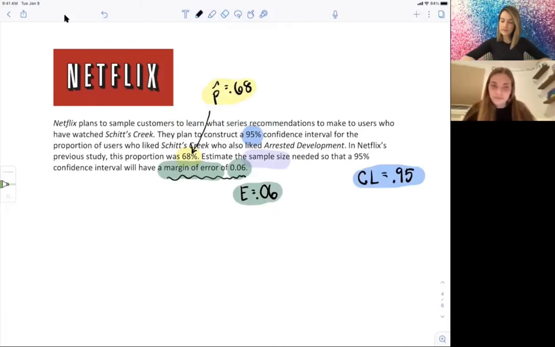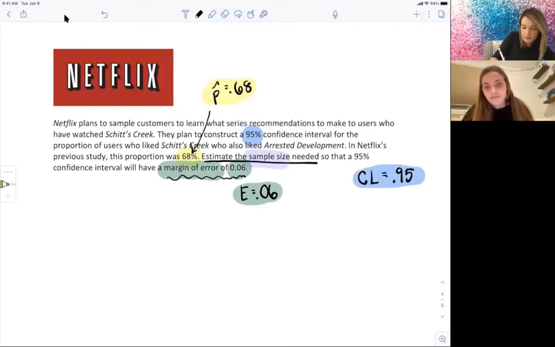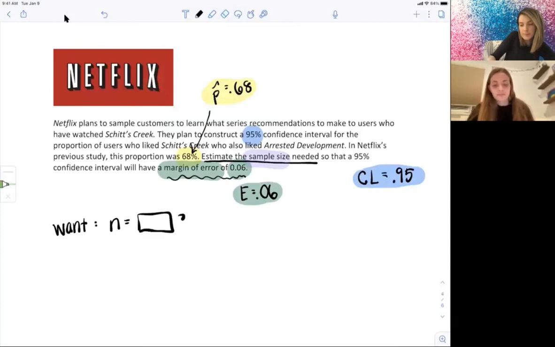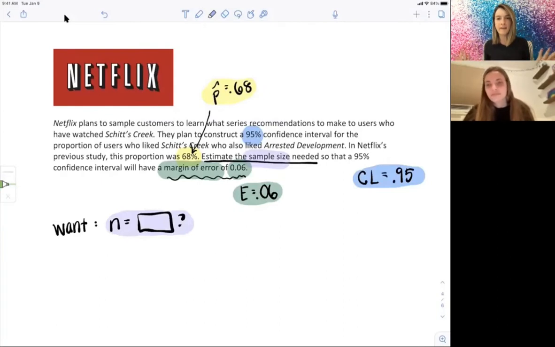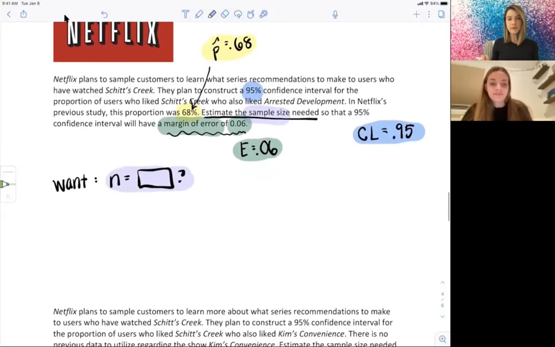And what are we asked to find here? We're asked to find the sample size. So estimate the sample size needed. So what we want is n equals something, right? That's the big thing. People are always saying, I'm so intimidated by word problems. And I just say, if you can break it down and say, what are you given and what do you want, that's the whole thing. And then we know the formula for that. So based on our work on the previous pages, can you remind me what is the formula for our sample size in a proportion setting?